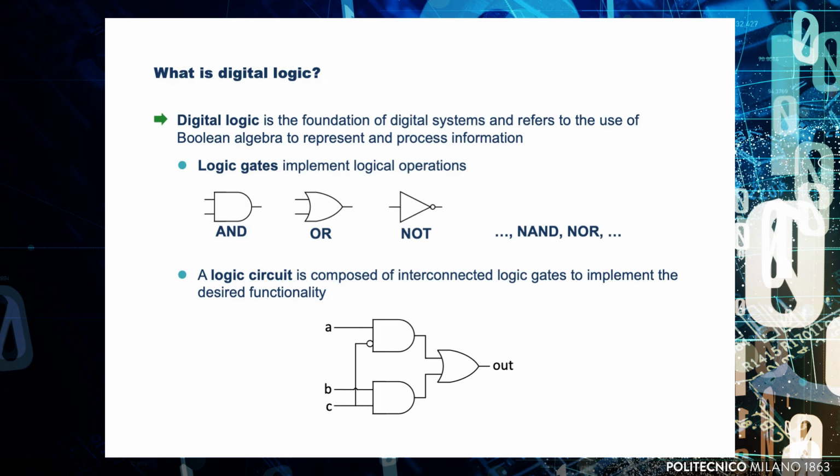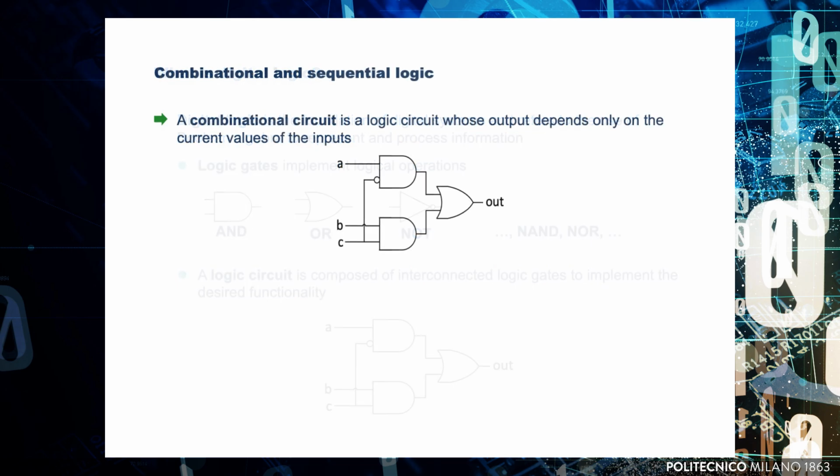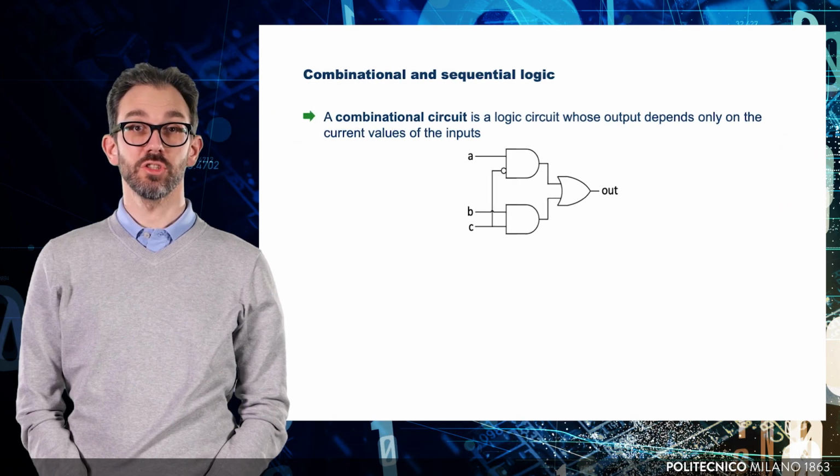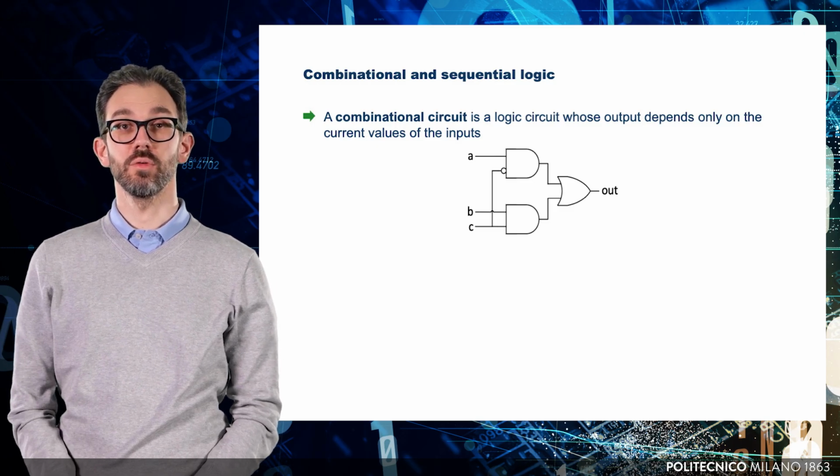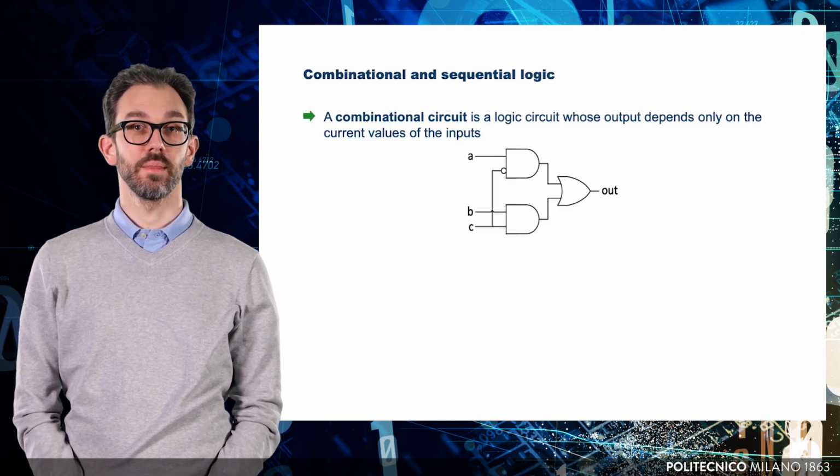A logic circuit is therefore composed of a set of interconnected logic gates, properly selected and combined to implement the desired functionality. Logic circuits are divided into combinational and sequential circuits. A combinational circuit is a logic circuit whose output depends at any given time only on the current values of the inputs. An example is the multiplexer shown here.